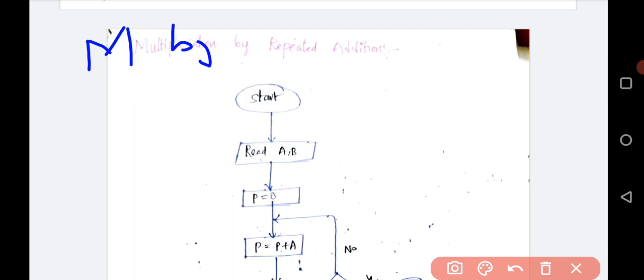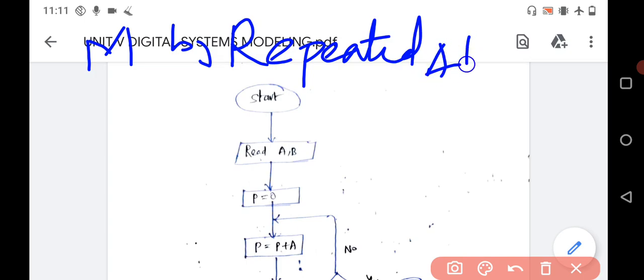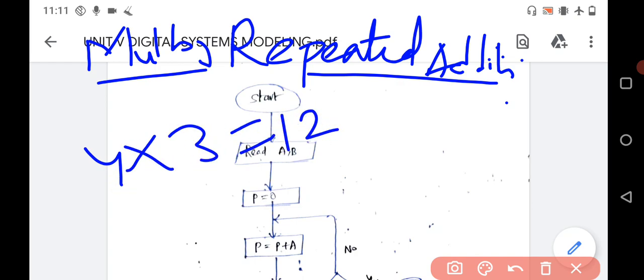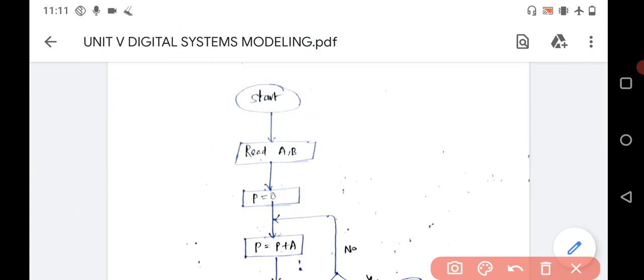Multiplication by repeated addition. So this is a very important topic, multiplication by repeated addition. Generally in our school days we have some basic idea, right? Multiplication means that 4 into 3 is equal to 12. This is all about our early schooling stage, right? But in our scenario we have to perform the multiplication operation using only addition.